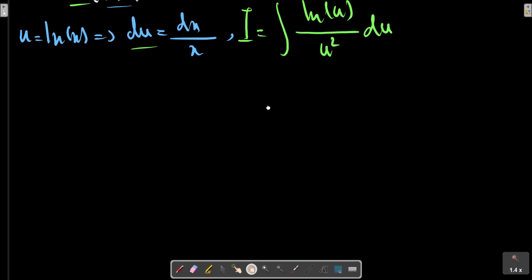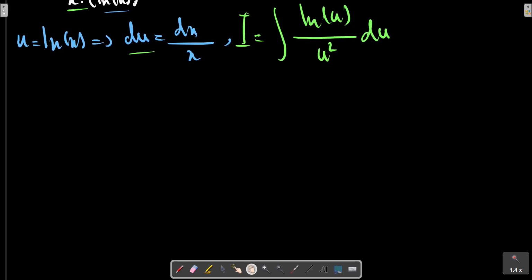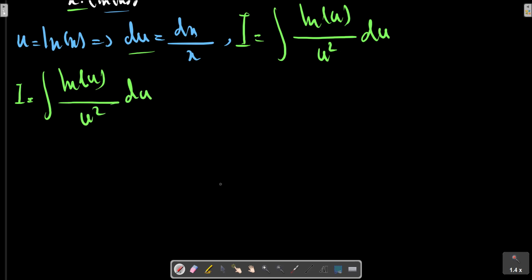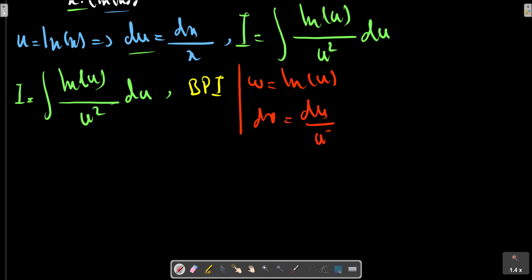So we simplified the integration to ln u on u squared du. By parts, we choose w equals ln u and dv equals du on u squared.